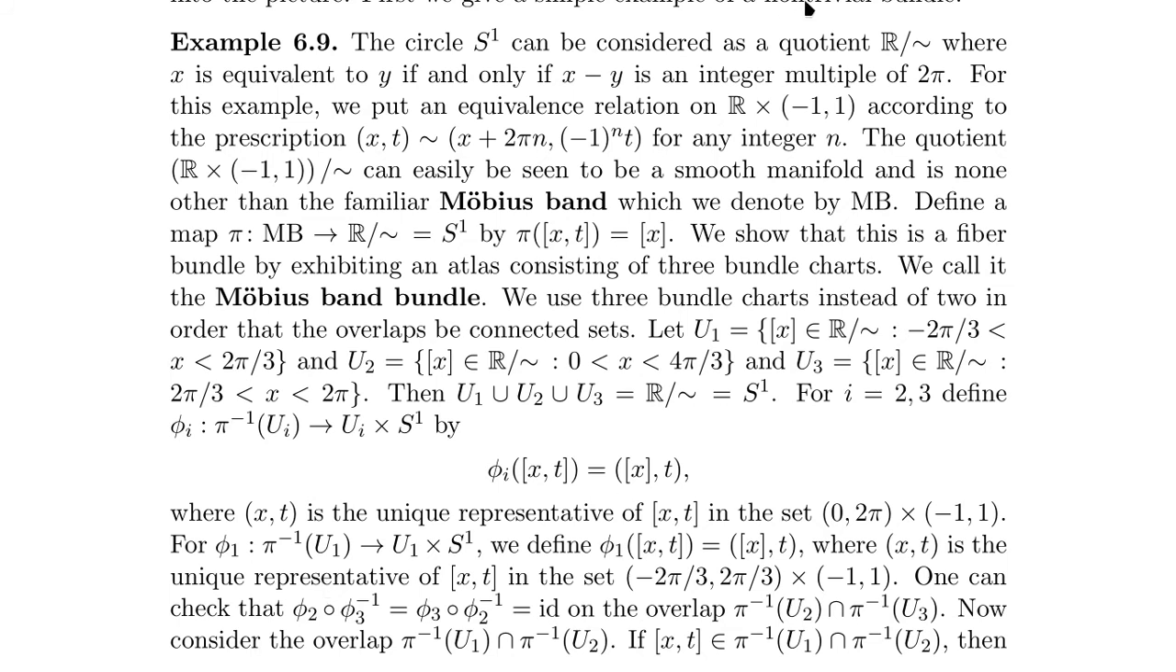So he's defining it the same way we did, 2 pi n. And he has this equivalent summation over R cross the open interval. And that gives you the familiar Mobius band. And he defines this projection from the Mobius band to the equivalence, so the quotient, of course, which is the S1. What it does is it takes xt and gives you x. So you have to show that this is a fiber bundle by exhibiting an atlas consisting of 3 bundle charts.